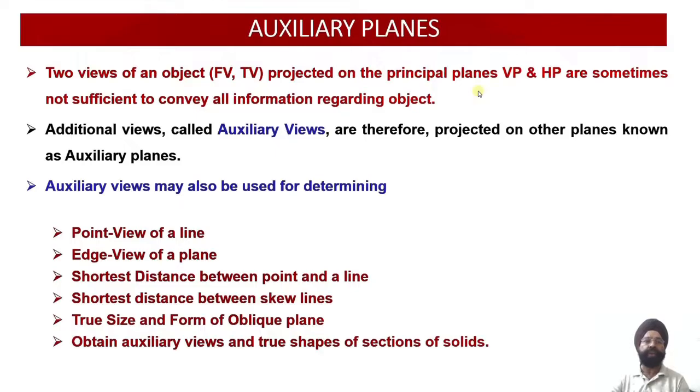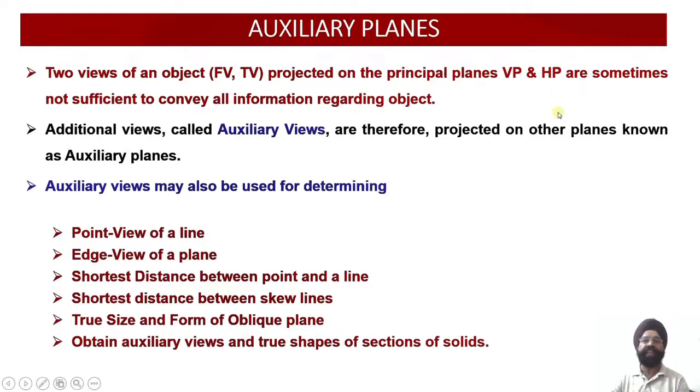So the two views of an object, that is the front view and the top view, which are projected on the principal planes, vertical plane and horizontal plane respectively, are sometimes not sufficient to convey all the information regarding the object. This usually happens when the components whose projections are to be obtained on the principal reference planes contain certain surfaces which happen to be inclined to both the reference planes.